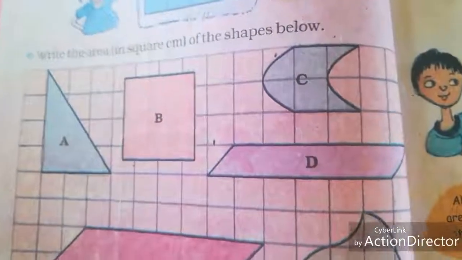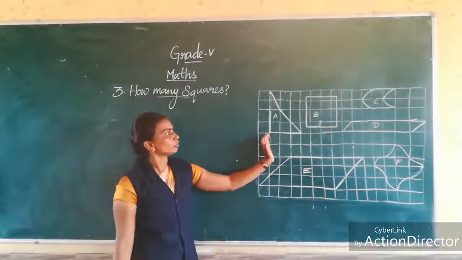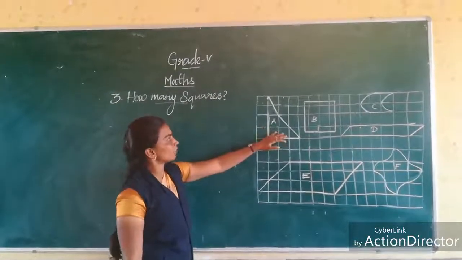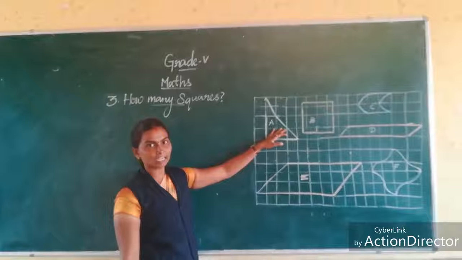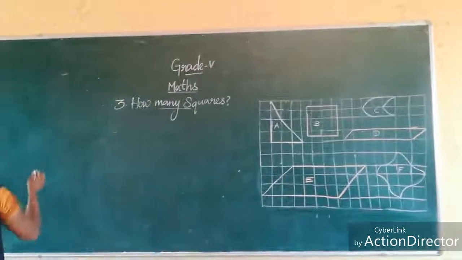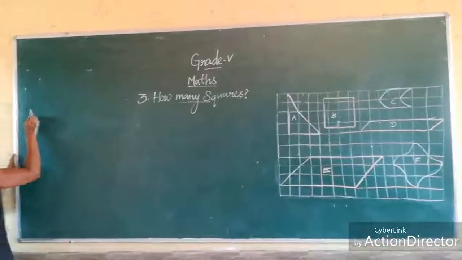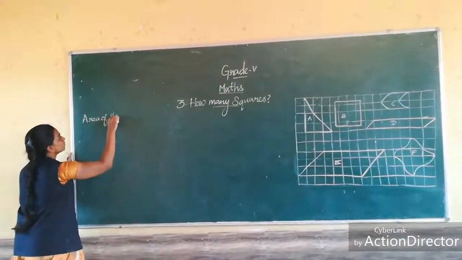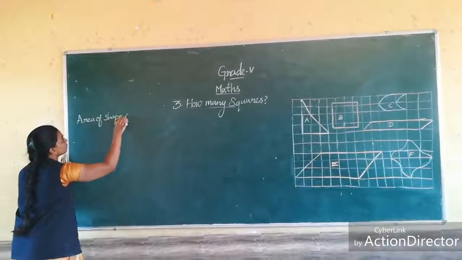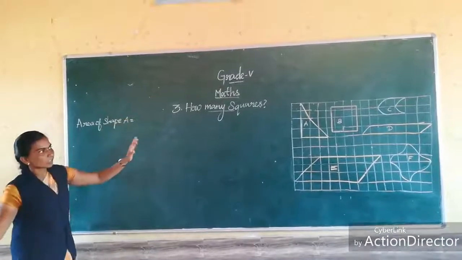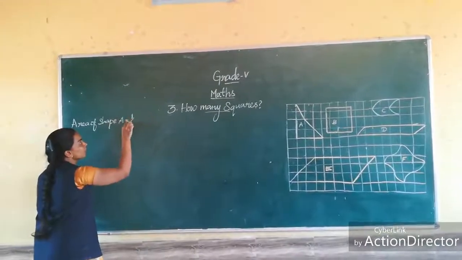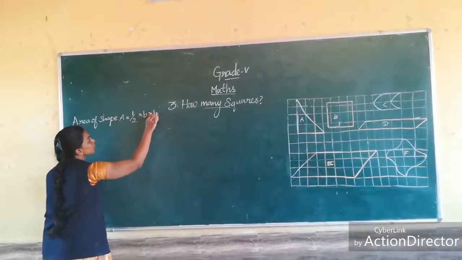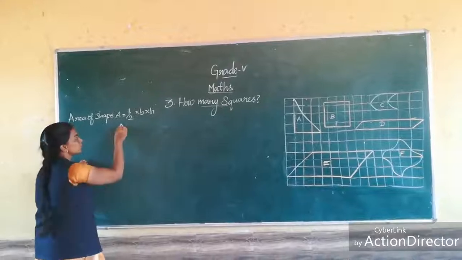Now look at the board. Here we are going to find the area of these shapes. First, shape A. What is this? This looks like a triangle. Area of shape A. Shape A is triangle. Triangle formula half into B into H.